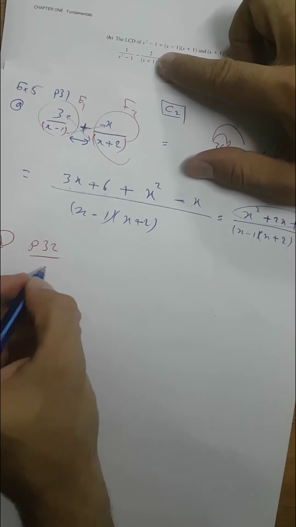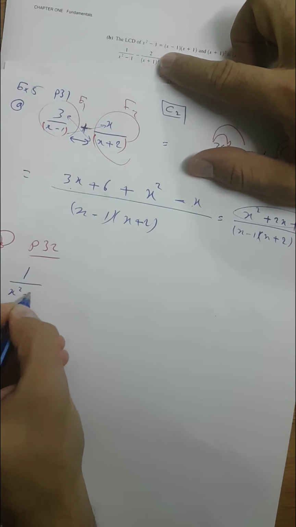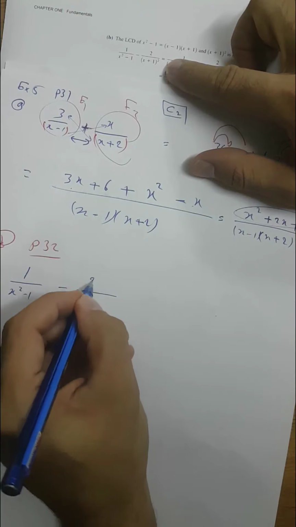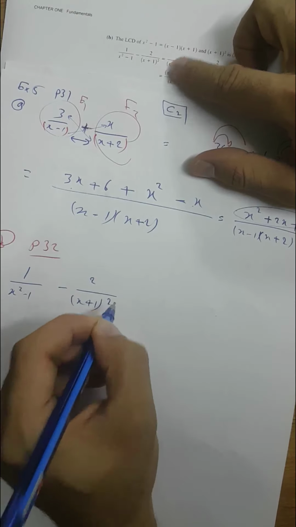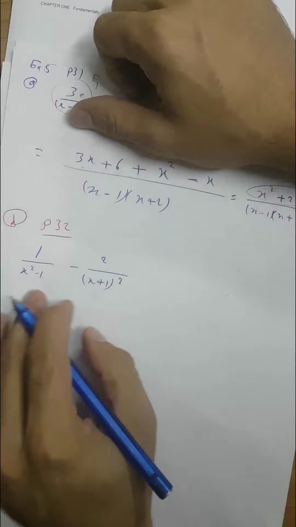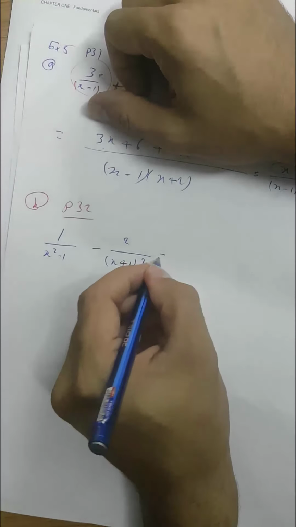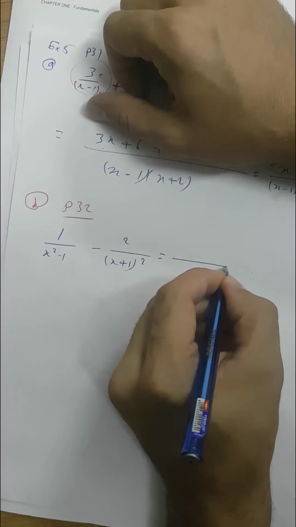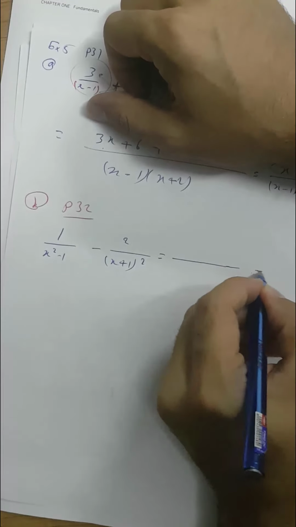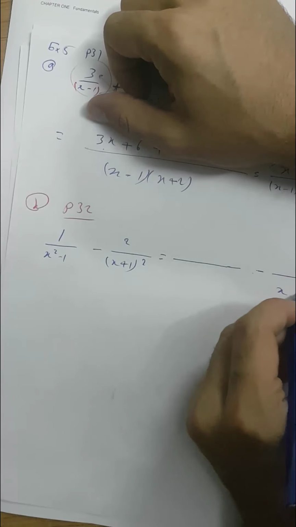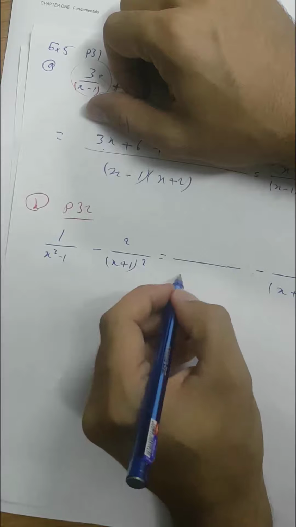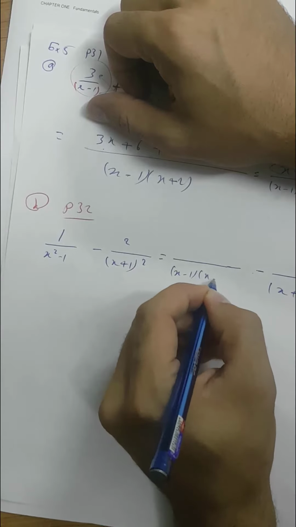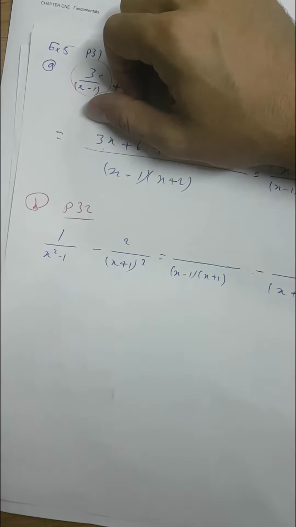So the first part, the first fraction was x² minus 1, and the second was what? Was (x plus 1) whole square. Okay, now I will simplify this part. Why? Because as I told you, we need to do it. Why? Because we need a simplification. We should simplify all of them. So x minus 1, x plus 1, difference of squares.